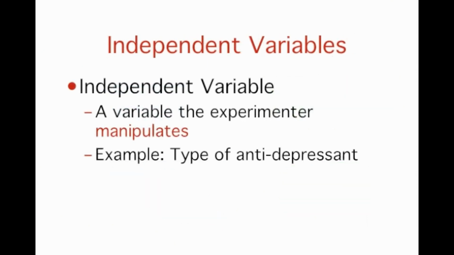Now let's learn about variables in more depth. When conducting research, experimenters often manipulate variables. For example, an experimenter might compare the effectiveness of 4 types of antidepressants. When a variable is manipulated by an experimenter, it is called an independent variable. Therefore, type of antidepressant is an independent variable.